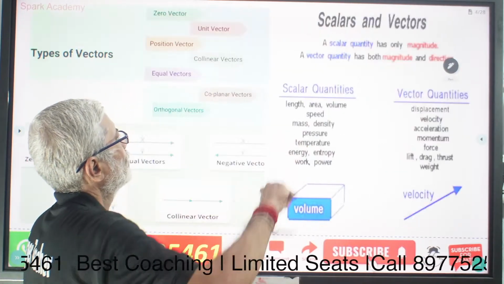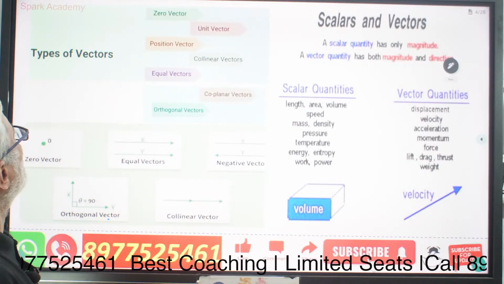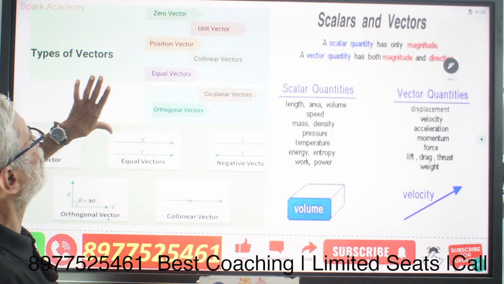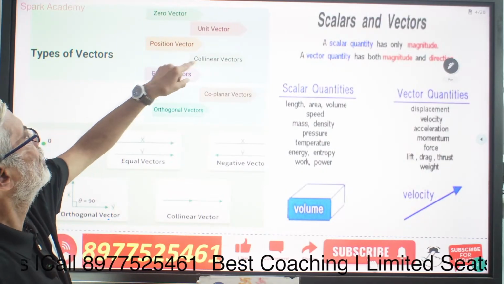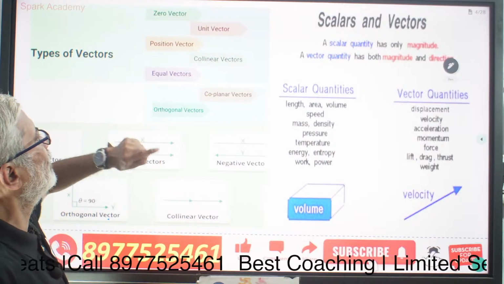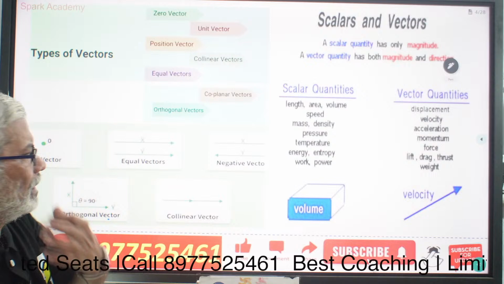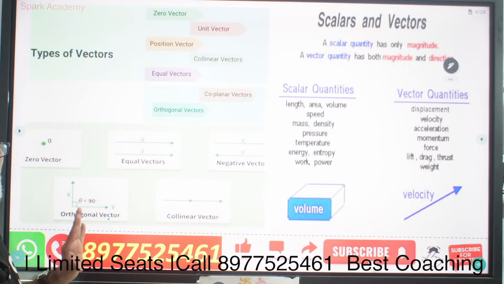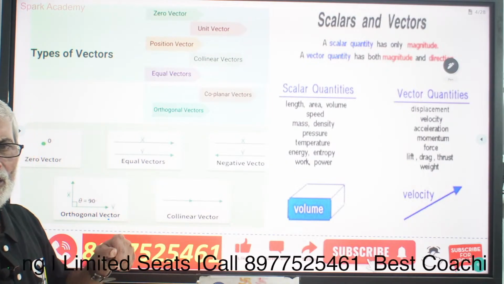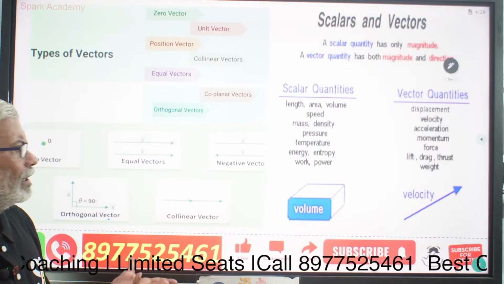Now these are some of the pictographic explanation. These are the several types of vectors: zero vector, unit vector, position vector, collinear vector, equal vectors, coplanar vector, orthogonal vectors. See, zero vector means zero magnitude. Vector is there, but it has got zero magnitude.